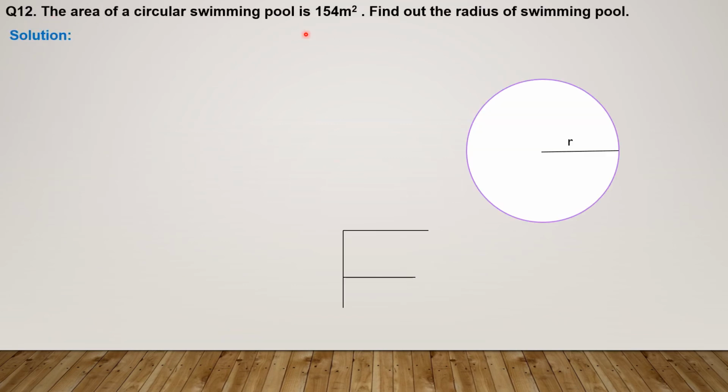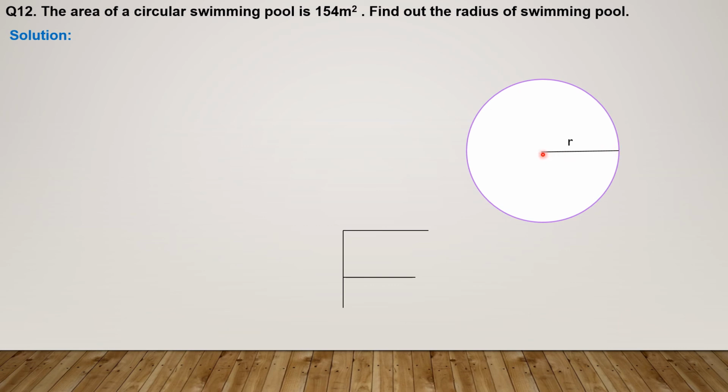Area of a circular swimming pool. A circular swimming pool is given to you and its area, its covered portion, is 154 meters square. Find out the radius of the swimming pool. You have to find the radius. Now first of all, tell me what is the radius.